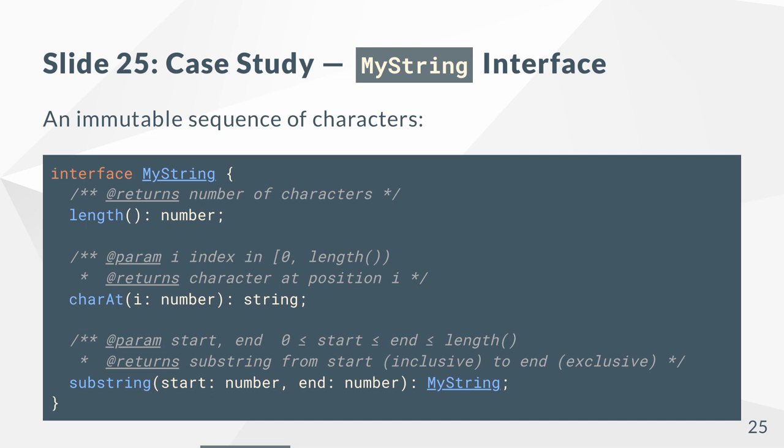Char takes an index i, where i must be between 0 inclusive and length exclusive, and returns the character at that position as a single character string. Substring takes a start index and an end index, where 0 is less than or equal to start, start is less than or equal to end, and end is less than or equal to length. It returns a new myString containing the characters from start inclusive to end exclusive. Notice there are no mutator operations. MyString is immutable. Once created, it cannot change. We will now look at two completely different ways to implement this interface.